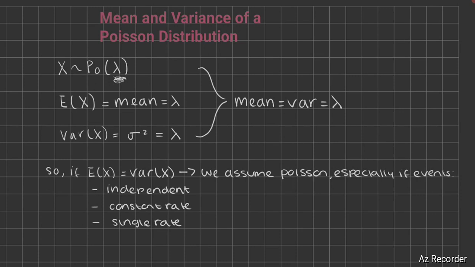if the mean approximates the variance to say 1 decimal place, then we can assume that the distribution is Poisson, especially if the events are independent, they occur at a constant rate, and they occur at a single rate. So we're going to go through one example and it'll become a lot more clear.